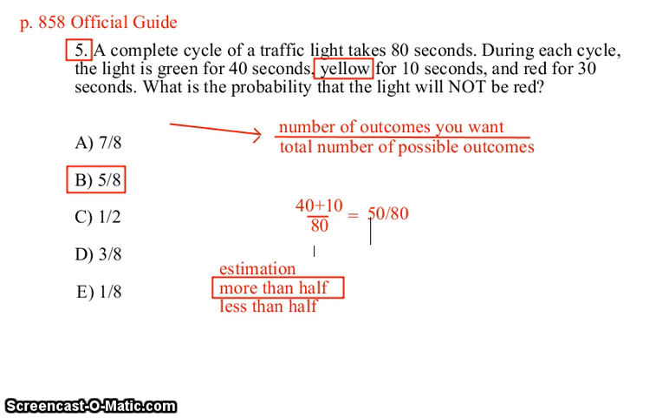So if we want more than half, what can we do? Well, we can get rid of C, D, and E right off the bat. C is 1/2, and D and E are less than 1/2. So again, you always want to build up that plan B toolkit, because even on questions that are easy, you can make mistakes. And the more you build up that toolkit, the better you'll be able to attack hard questions.